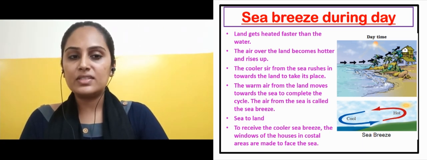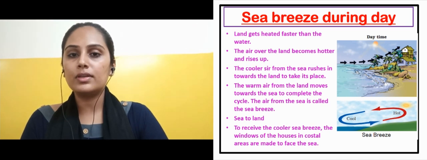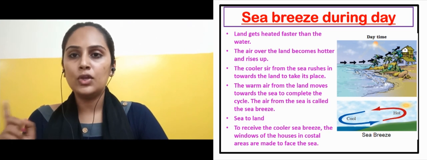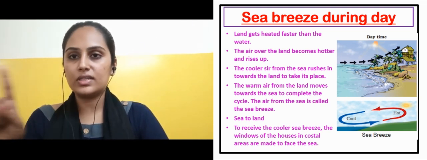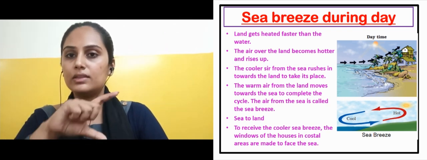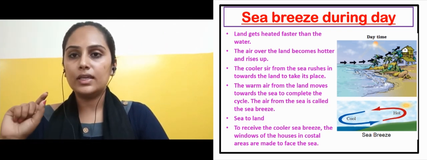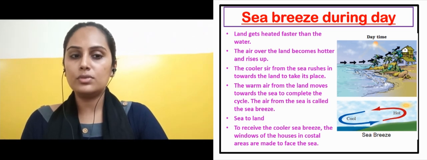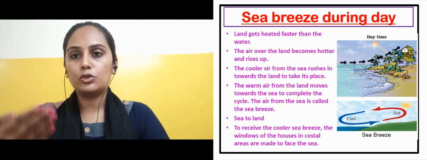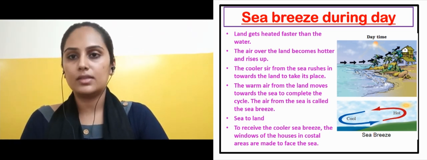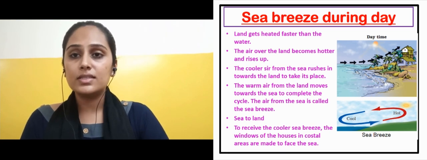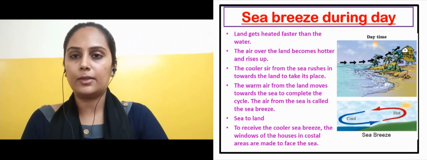Okay. To receive the cooler sea breeze, the windows of the houses in coastal areas are made to face the sea. To get the cooler air from the sea, what happens in coastal areas? There are houses. In those houses, what do they do? They make the windows of the houses face the coastal area, so that they can get the cool breeze easily. Okay, so this is the sea breeze that we receive from the sea during daytime.